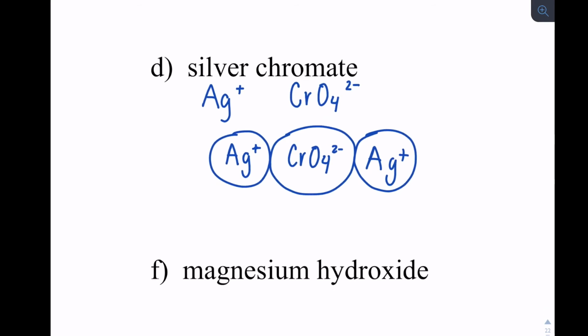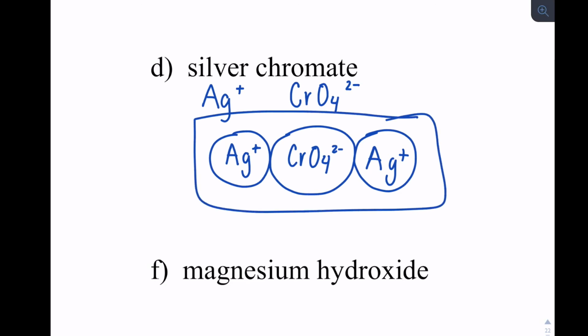Then we write the formula. In my salt that I've drawn here, I have 2 silvers and 1 chromate. And we have silver chromate.